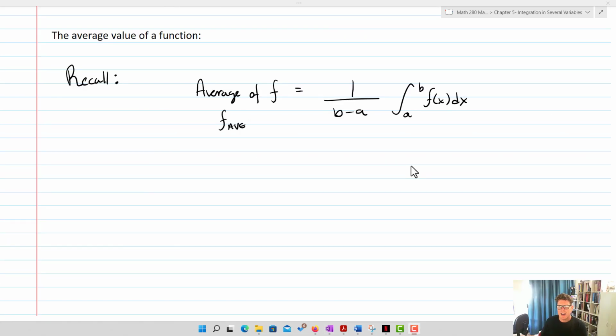So let's talk now about the average value of a function. This is an application of doing double integrals, and it's an application of integration. Now let's suppose that I want to find the average of f, and we're working with just a function of a single variable. Recall then that the average is going to equal 1 over b minus a, the length of the interval that you're looking at, times the integral from a to b of f of x dx.